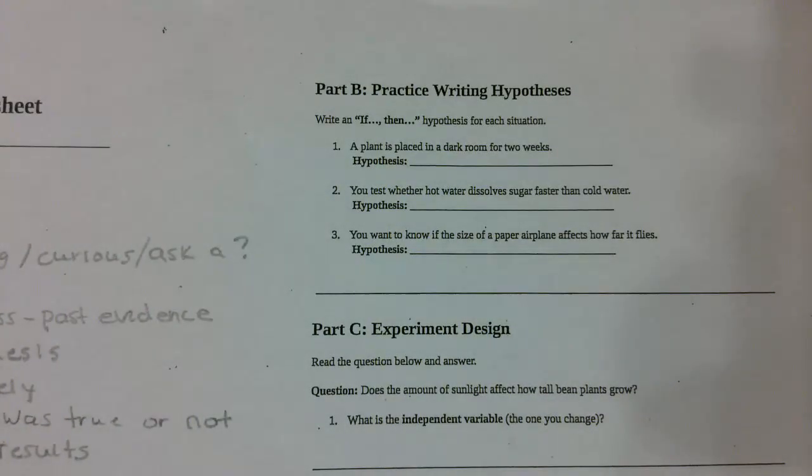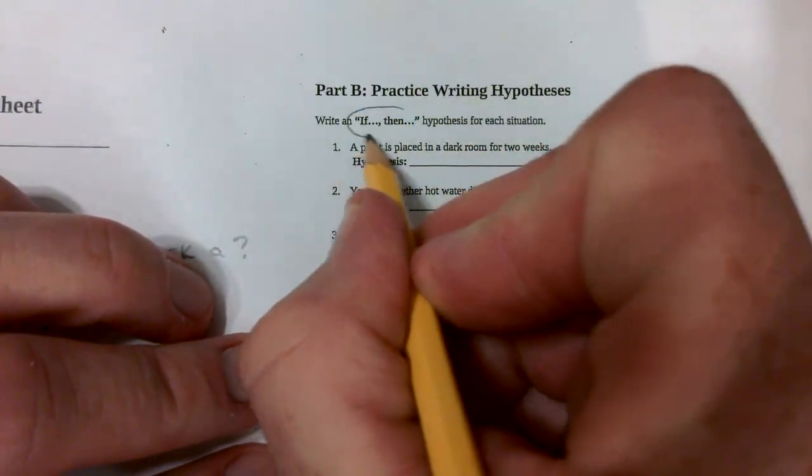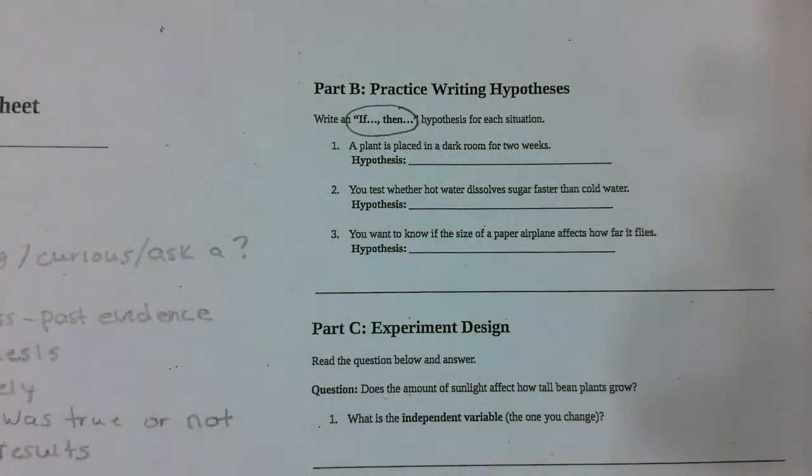Okay, this next section of part B, you're going to practice writing some hypotheses. First of all, when you write hypotheses, it must contain these two words, if and then. Okay, that's kind of like your cause and your effect when you write cause and effect statements. All right, so let's look at number one. I'm going to help you with number one, and then you're going to try two and three on your own.